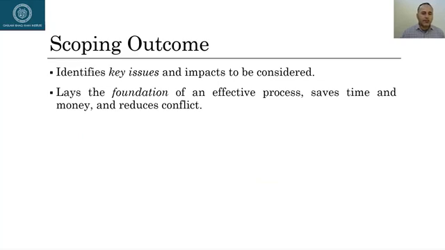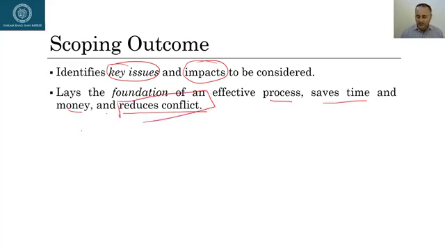Now the scope outcomes. What does scoping do? So scoping identifies key issues and impacts to be considered. It lays down the foundation of an effective process, saves time and money, and reduces conflict. Because once you identify issues, once you identify the potential impacts of those issues, and once you suggest corrective actions, it reduces the chances of any conflict.